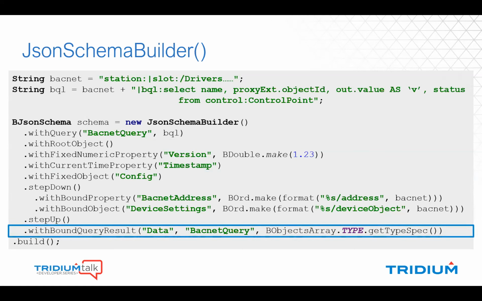Then finally, it's time to inject into the JSON string our live BACnet point data. And we're using a bound query result for this, referencing our query that we identified earlier. Now you'll notice that the last parameter is a query output style. And we've gone here for an objects array, which we'll see in action shortly.